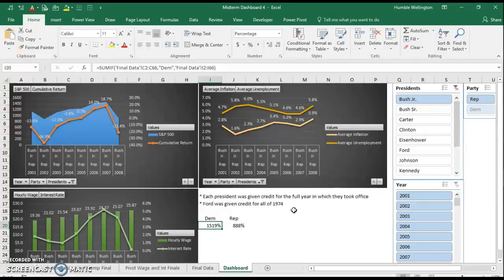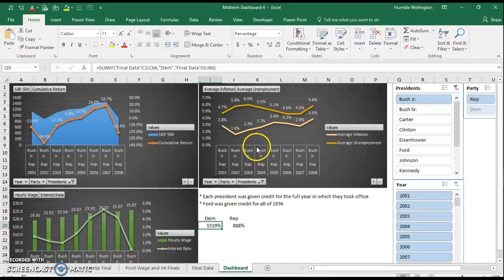For my dashboard, I chose to focus on stock market return and performance under different presidential administrations from 1950 up until 2016. And I also wanted to look at how the economy performed, to give me a sense of the economic performance. I chose to look at inflation and unemployment, as well as hourly wage and interest rates.